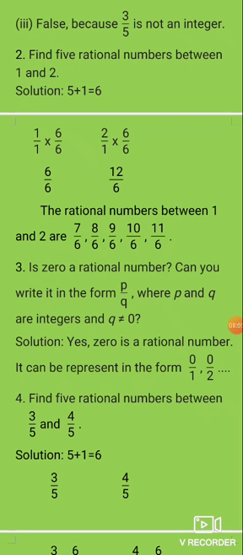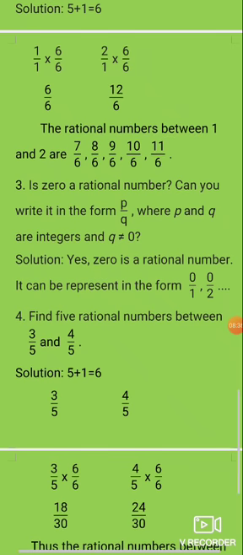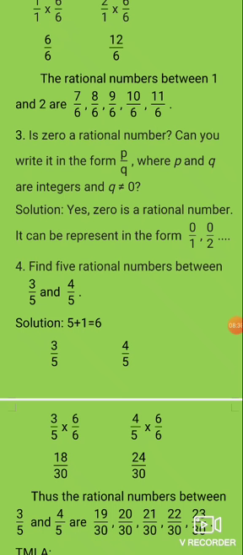Clear? So here, given 3 by 5 and 4 by 5, we need to find 5 rational numbers. First, 5 plus 1 is equal to 6. Now multiply the given rational numbers 3 by 5 using 6 by 6, and the same for 4 by 5 into 6 by 6. What is the product? Yes, 18 by 30 and 24 by 30. Now tell me, which are the 5 rational numbers in between these? Yes, 19 by 30, 20 by 30, 21 by 30, 22 by 30 and 23 by 30. Correct, 5 rational numbers between these two.